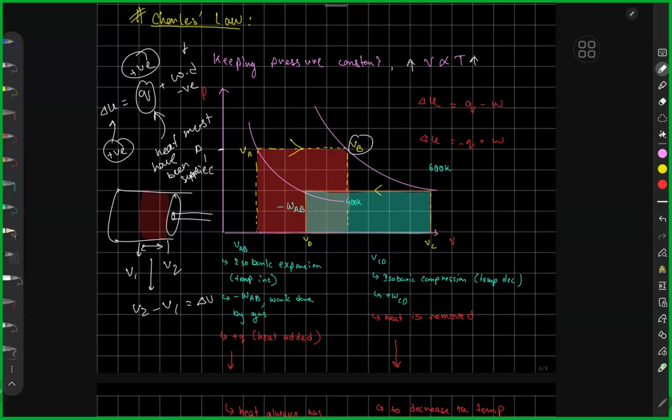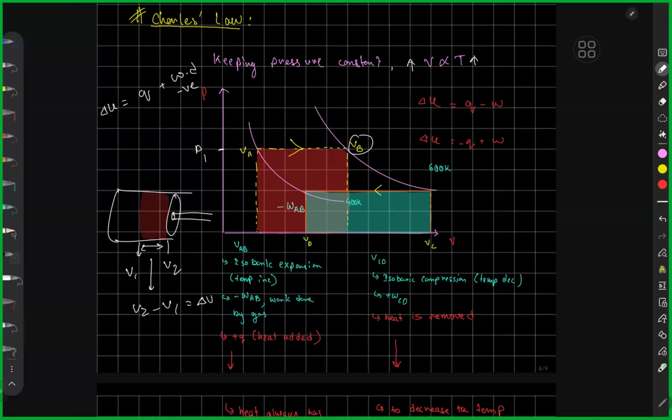If heat is being supplied, and I know my internal energy has to be positive, then basically the heat energy supplied compensates for the negative work done and causes a positive change in internal energy. So this is what's happening from VA to VB. Heat supplied causes the internal energy to increase.